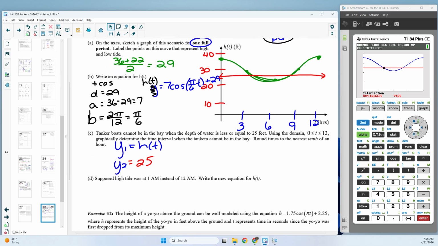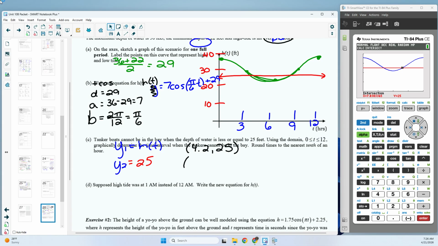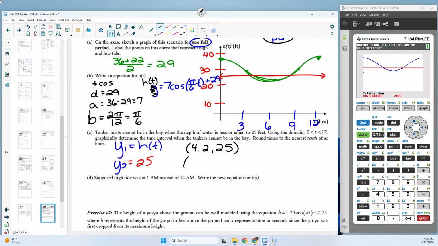Looking for rounding, I need to round to the nearest tenth. So I have 4.2, comma 25. Second intersection point, going through the same process. So second calc intersect, enter, and I'm going to guess this one's around maybe 8. So I have 7.8, 25.